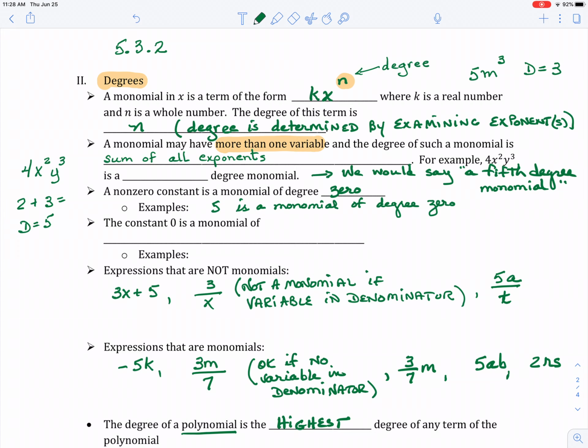If it's just a number by itself, a non-zero number, it has a degree of 0 because it has no variable. We look for variables and their exponents in order to determine degree. So if we have any kind of constant, its degree is 0.